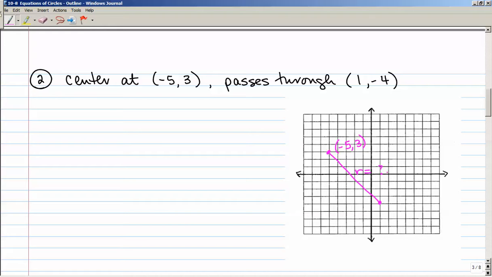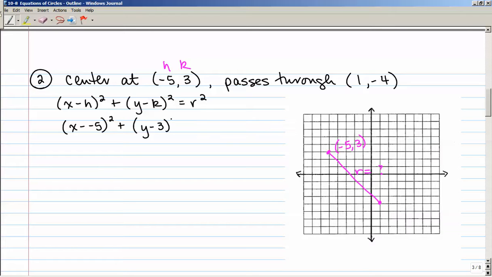Okay, well, let's go ahead and label. So this is h and this is k, so I can actually start my formula here. So x minus h squared plus y minus k squared equals r squared. So I'm going to have x minus a -5 squared plus y minus 3 squared equals r squared. And I don't yet know what my radius is.